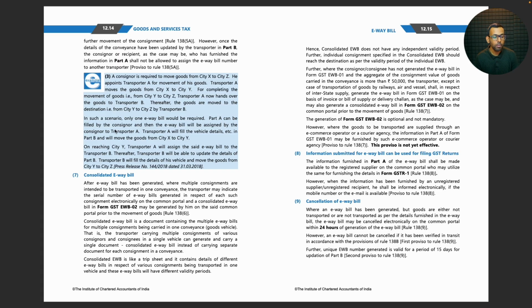Part A can be filled in by the consignor and then the e-way bill will be assigned by the consignor to transporter A. Transporter A will fill the vehicle details in part B and will move the goods from city X to city Y. On reaching city Y, transporter A will assign the said e-way bill to transporter B. Thereafter, transporter B will be able to update the details of part B. Transporter B will fill in the details of his vehicle and move the goods from city Y to city Z.